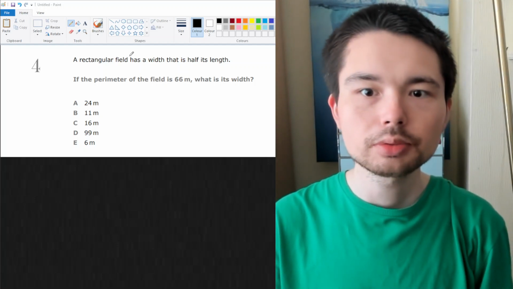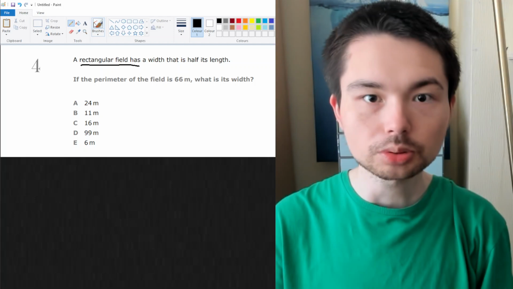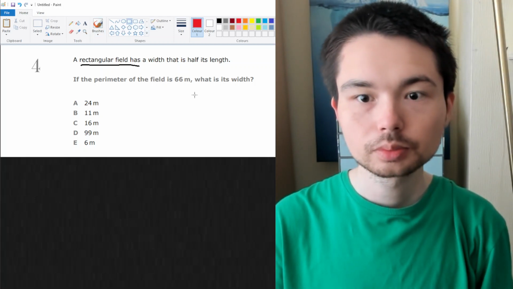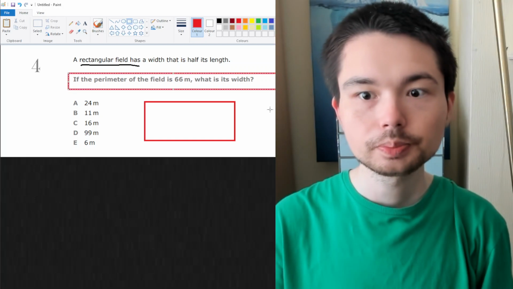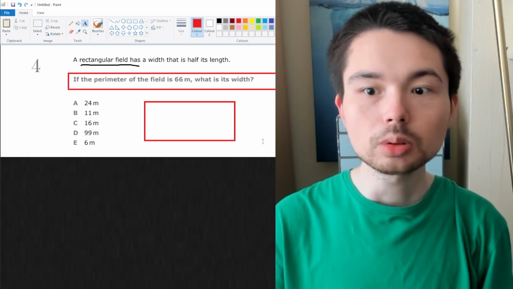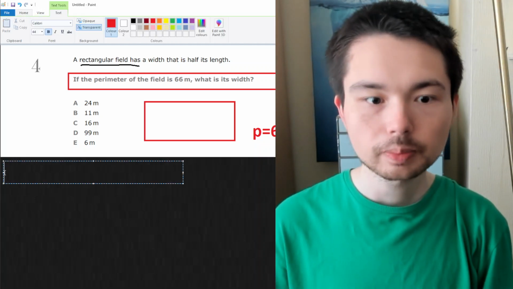Question 4. A rectangular field has a width that is half its length. Every time you see this kind of question, you must draw it. If the perimeter is 66, what's the width? So what are they telling us? All the way around is 66. So what matters is halfway round.